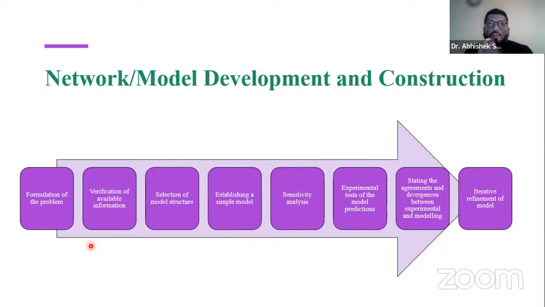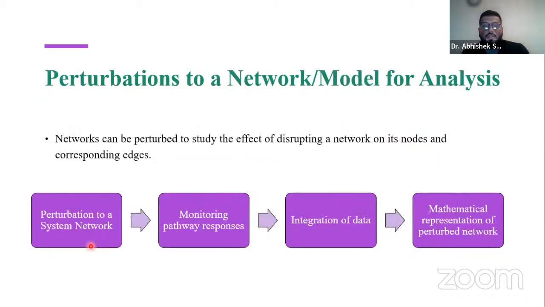Iterative refinement of the model is also very important, because the more you refine the model, the more you fill up the gaps that are present in the model, the more accurate it gets, right? Or it gives you the answer. The perturbation of a network model. So perturbation means the changes that we make to a model. The networks of different topologies vary in their resilience to various types of perturbations.